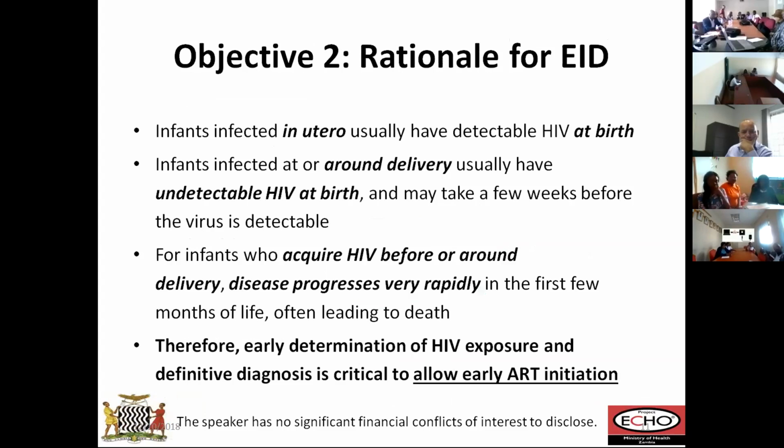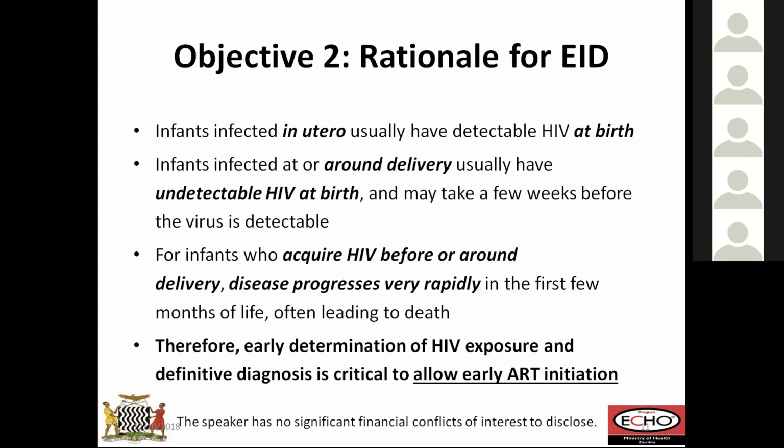Infants infected in utero usually have detectable HIV at birth. If you remember the polling question, we have now included a birth test for HIV testing in infants, basically to identify that small group of infants who are infected in utero. If we wait for later tests, we'll miss them, and they may start developing symptoms before we actually do the test.